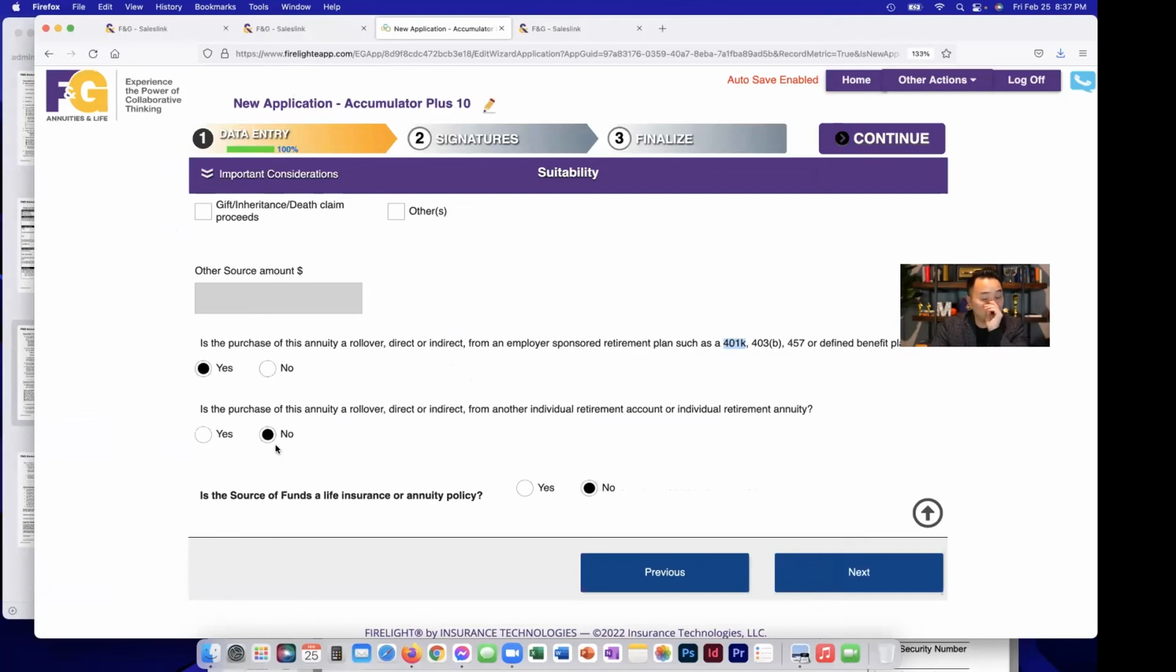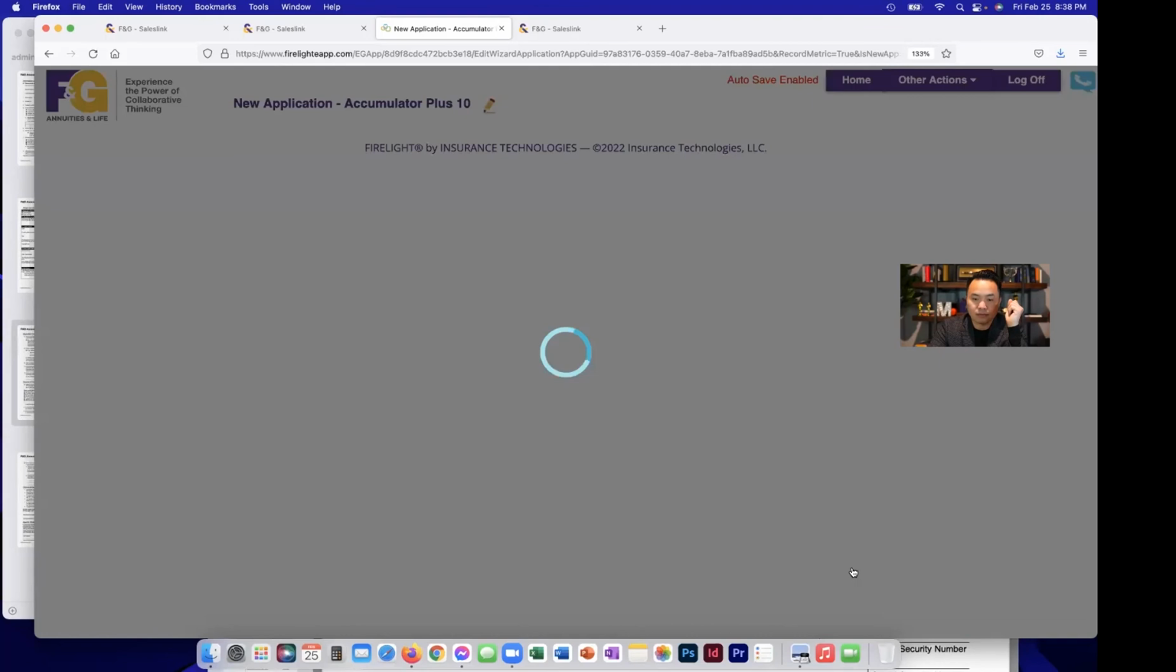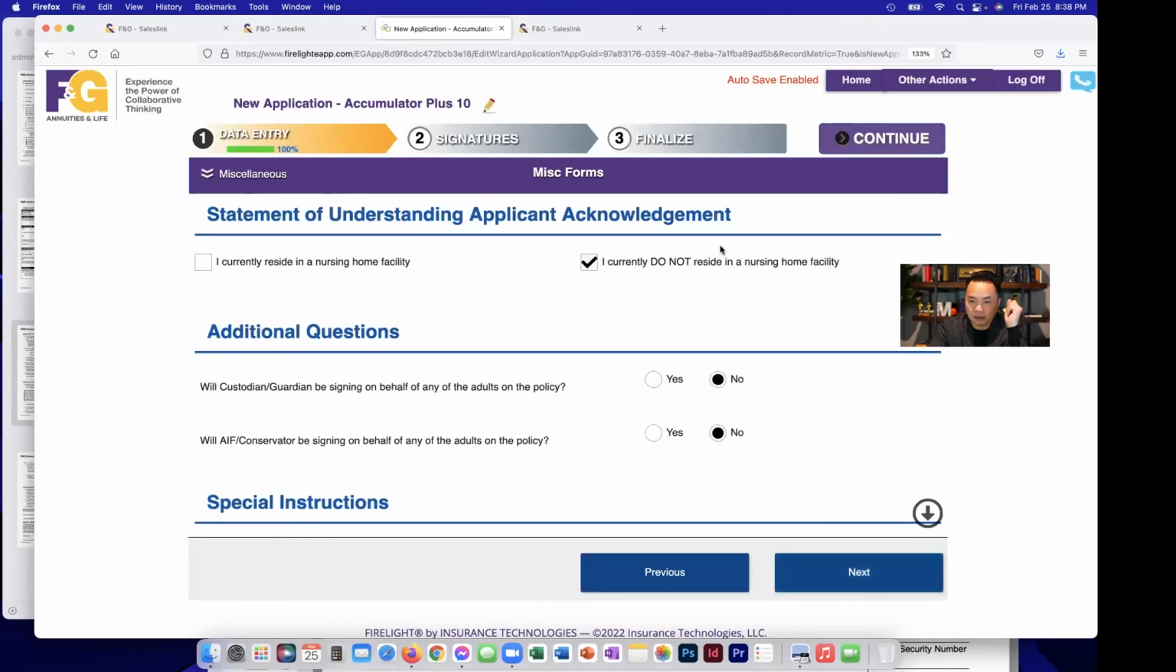Okay. If it is any work-related sponsor, then it will be yes up here. Okay. Like 403Bs, 457, then it'll be yes. And if you answer yes up here, no down here. Okay. Is the source of funds from an annuity policy? No.